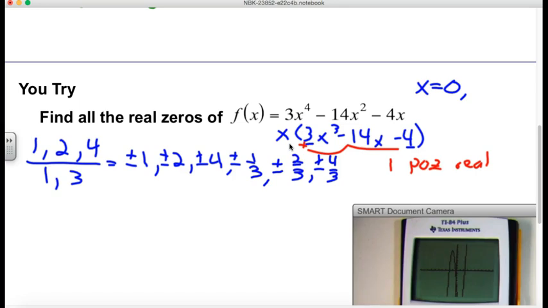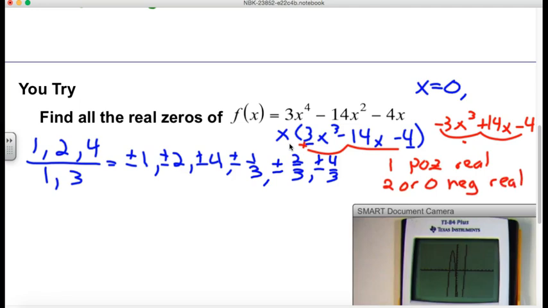All right, and then if we change the exponents, make it 3x to the third, positive 14x, and -4. Well, now we've got one sign change and a second sign change. So that means we're going to have 2 or 0 negative real zeros. And you can see them right there on the graph, right? We've got 1 positive, and right here we've got 2 negative real zeros.